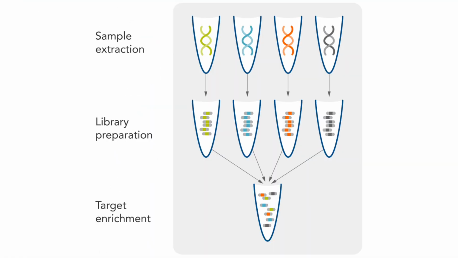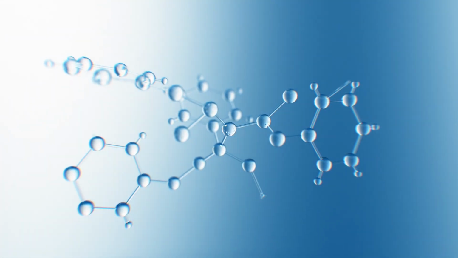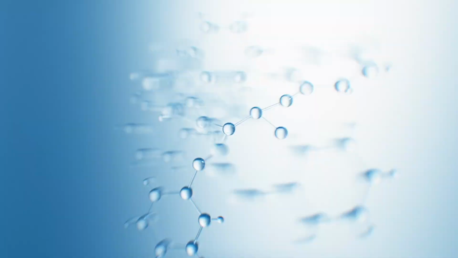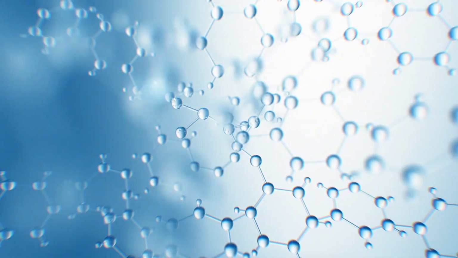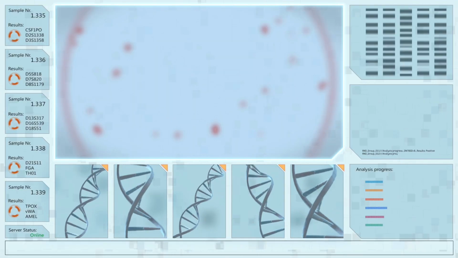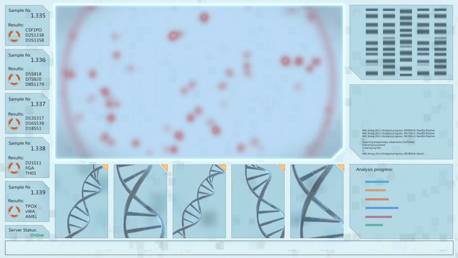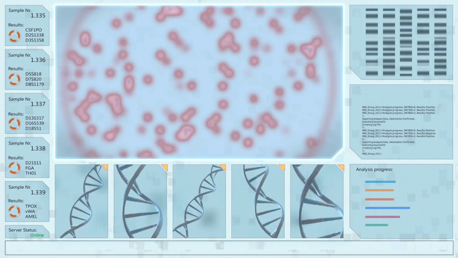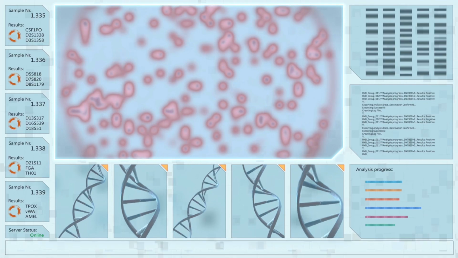It's like using a custom filter to sort through a mixture. Only the pieces with the right structure can break through. In this case, only the human DNA is extracted. Essentially, hybridization capture helps isolate the relevant fragments from the background noise.